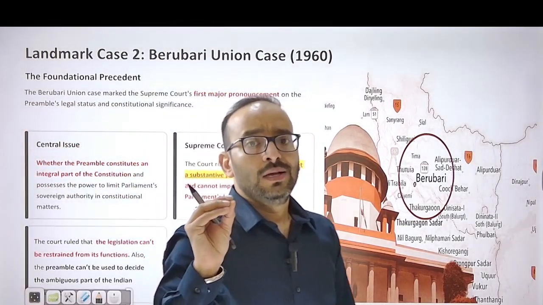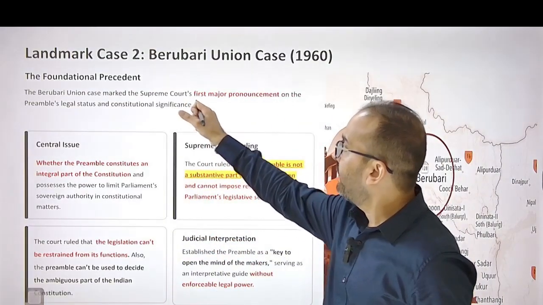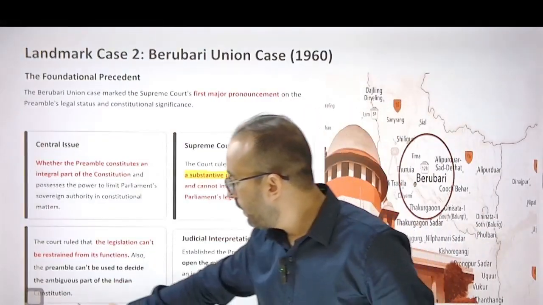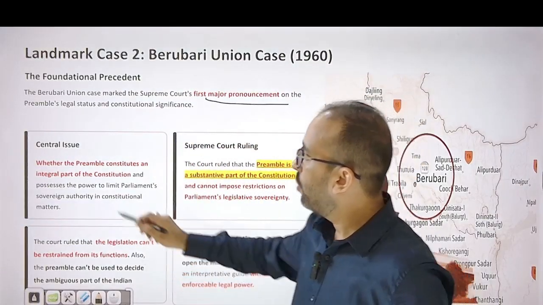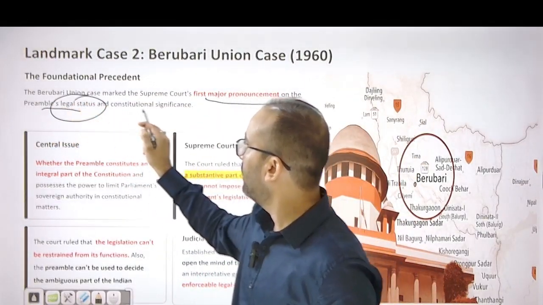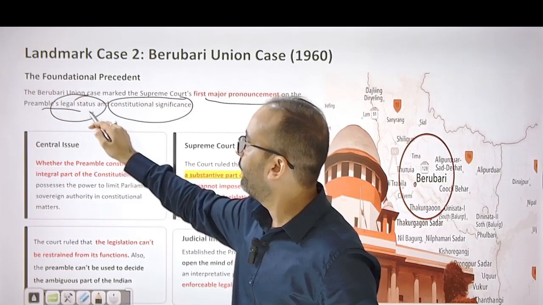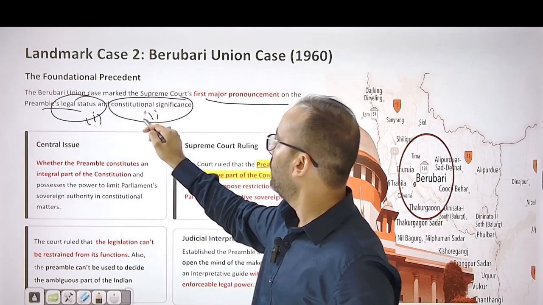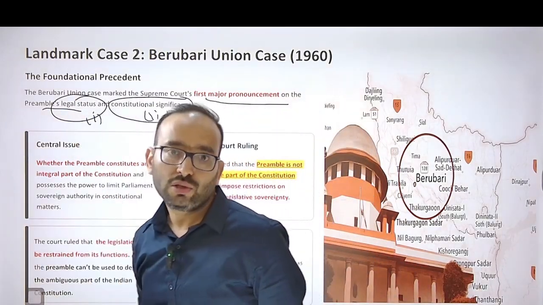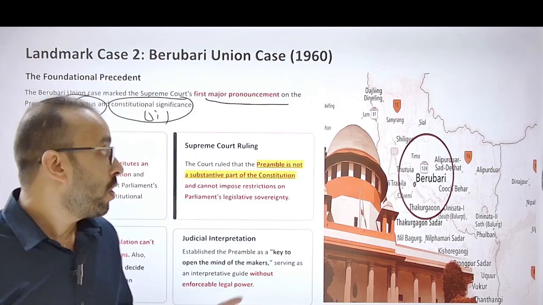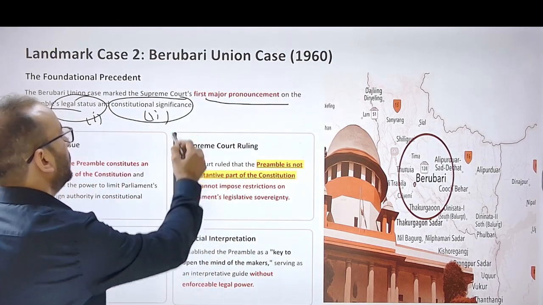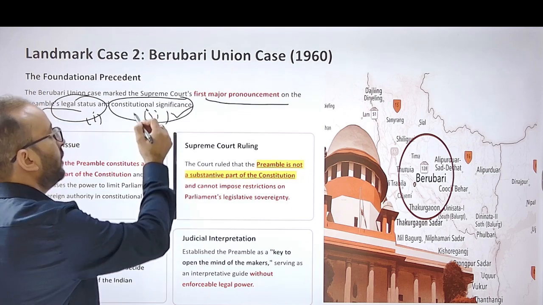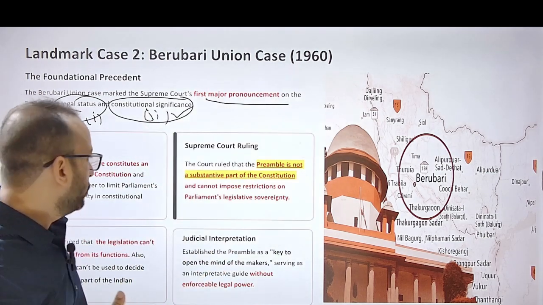This is the starting point from where the direct question was related to the preamble. It was the first major pronouncement on the preamble's legal status and constitutional significance. Two things were before the court. What is the legal status of the preamble, whether it is a part of the constitution or not? So this was a direct question before the Supreme Court. And the constitutional significance: what is the significance of the preamble for the constitution?